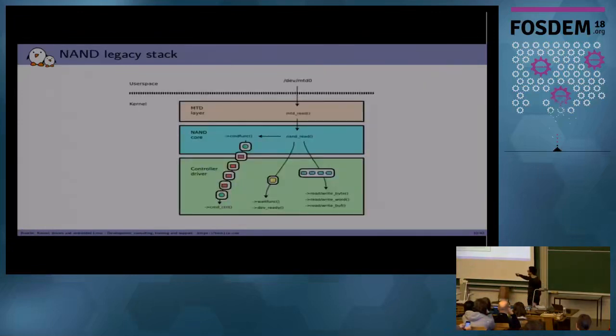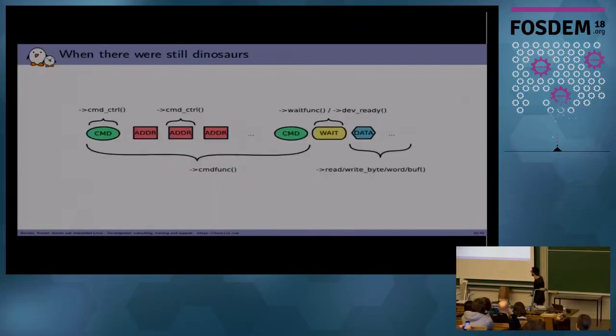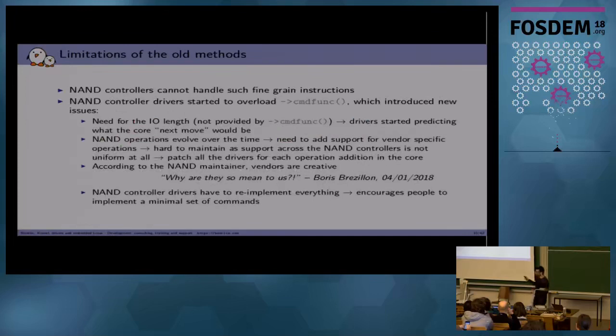So this was overloaded here. The problem is that command func doesn't embed the data length you have to retrieve or write. So some prediction started being done from the non-controller drivers. And it means the NAND core wasn't fitting the need anymore.